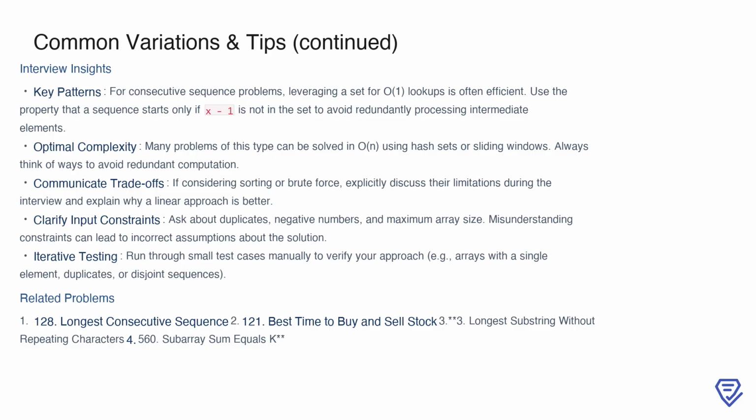When discussing your approach in interviews, it's important to communicate the trade-offs of alternative methods like sorting or brute force, explaining why the linear approach is preferable. Always clarify input constraints such as whether duplicates, negative numbers, or the maximum array size are permitted, since misunderstanding these can lead to incorrect assumptions. Finally, manually testing your solution with small cases like single-element arrays, arrays with duplicates, or disjoint sequences can help validate your logic and catch potential edge cases early.